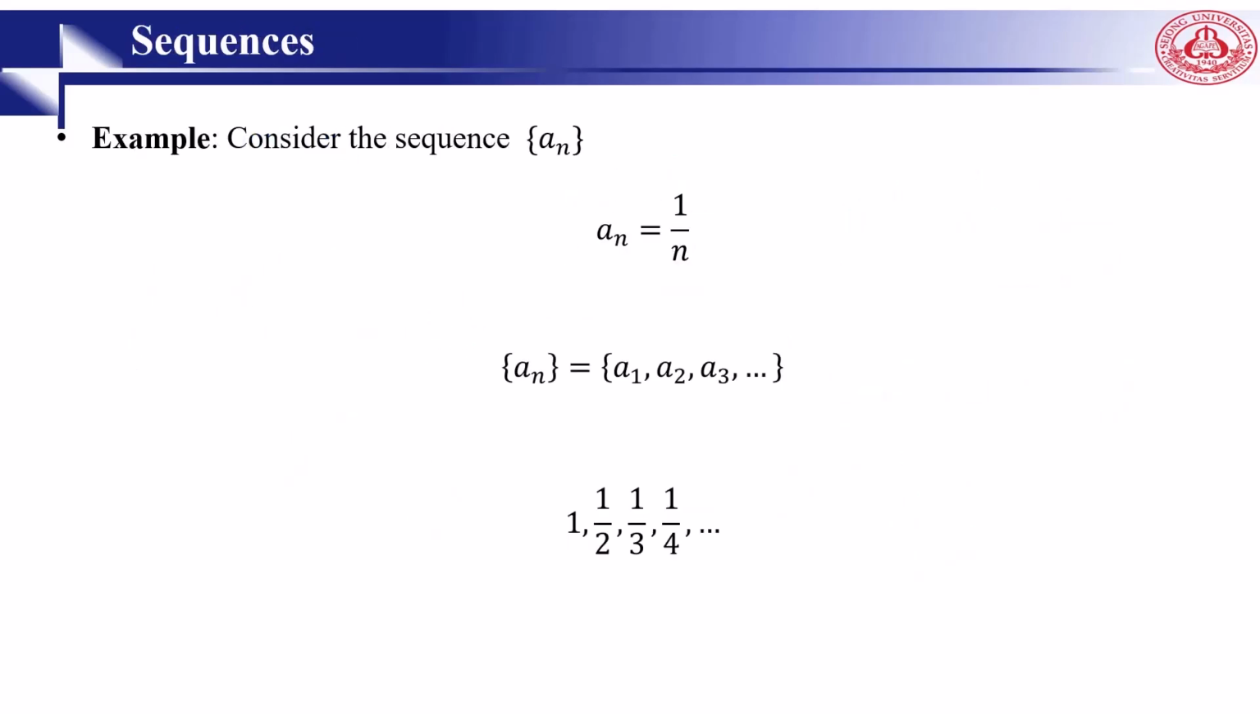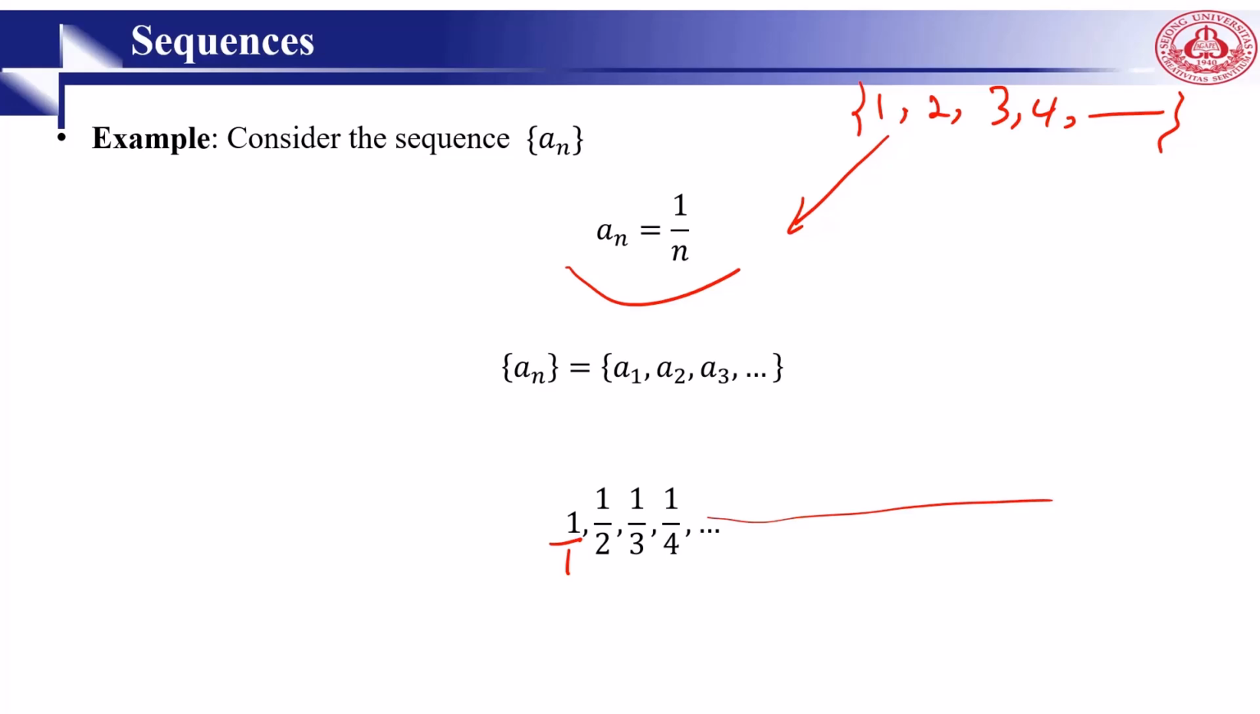Here we can see one example: a_n equals 1 divided by n. If we consider this as a function, we give n, for example 1, 2, 3, 4, and find the output. If we give 1, it will be 1 by 1. If we give 2, 1 by 2. If we give 3, 1 by 3, 1 by 4, and so on. So this is considered a sequence.